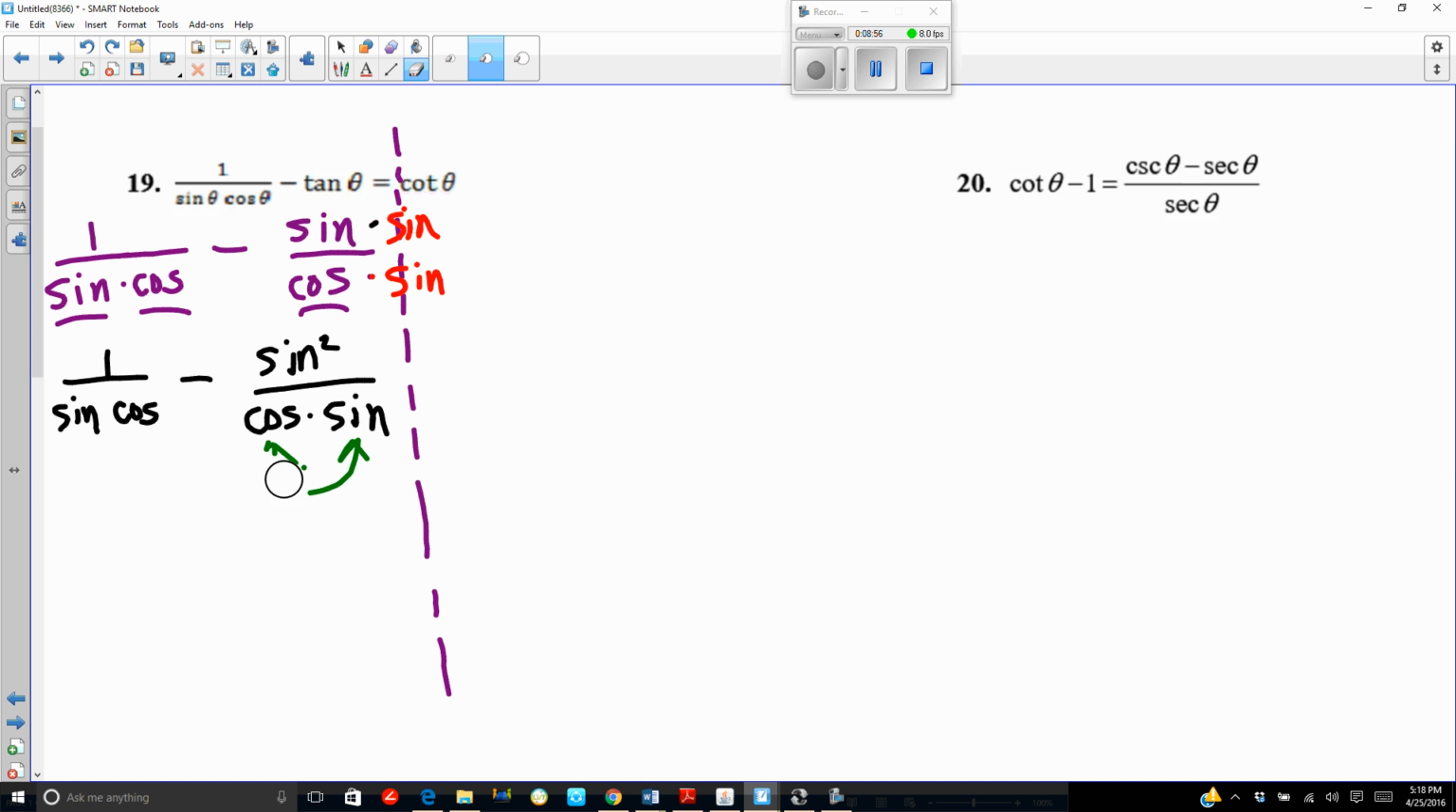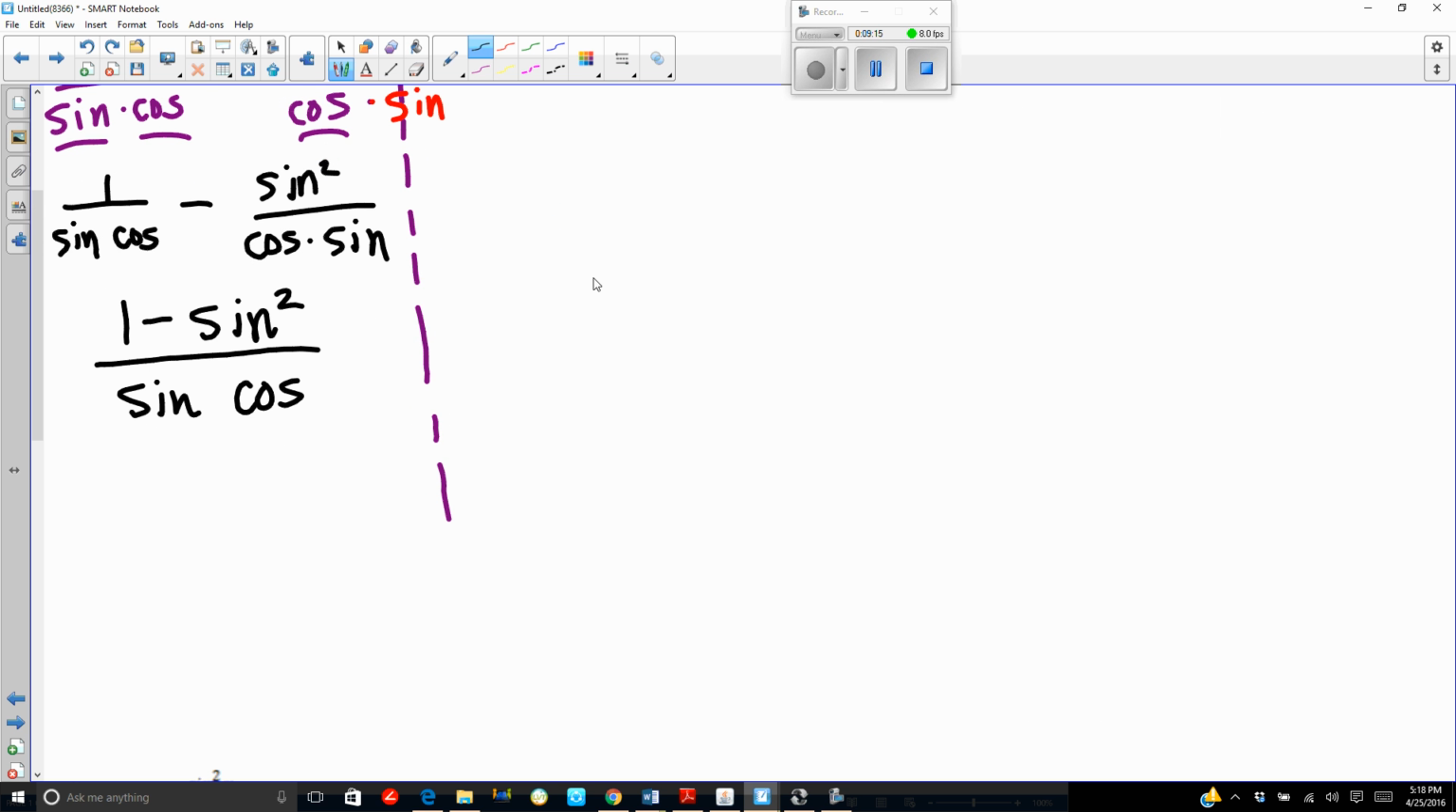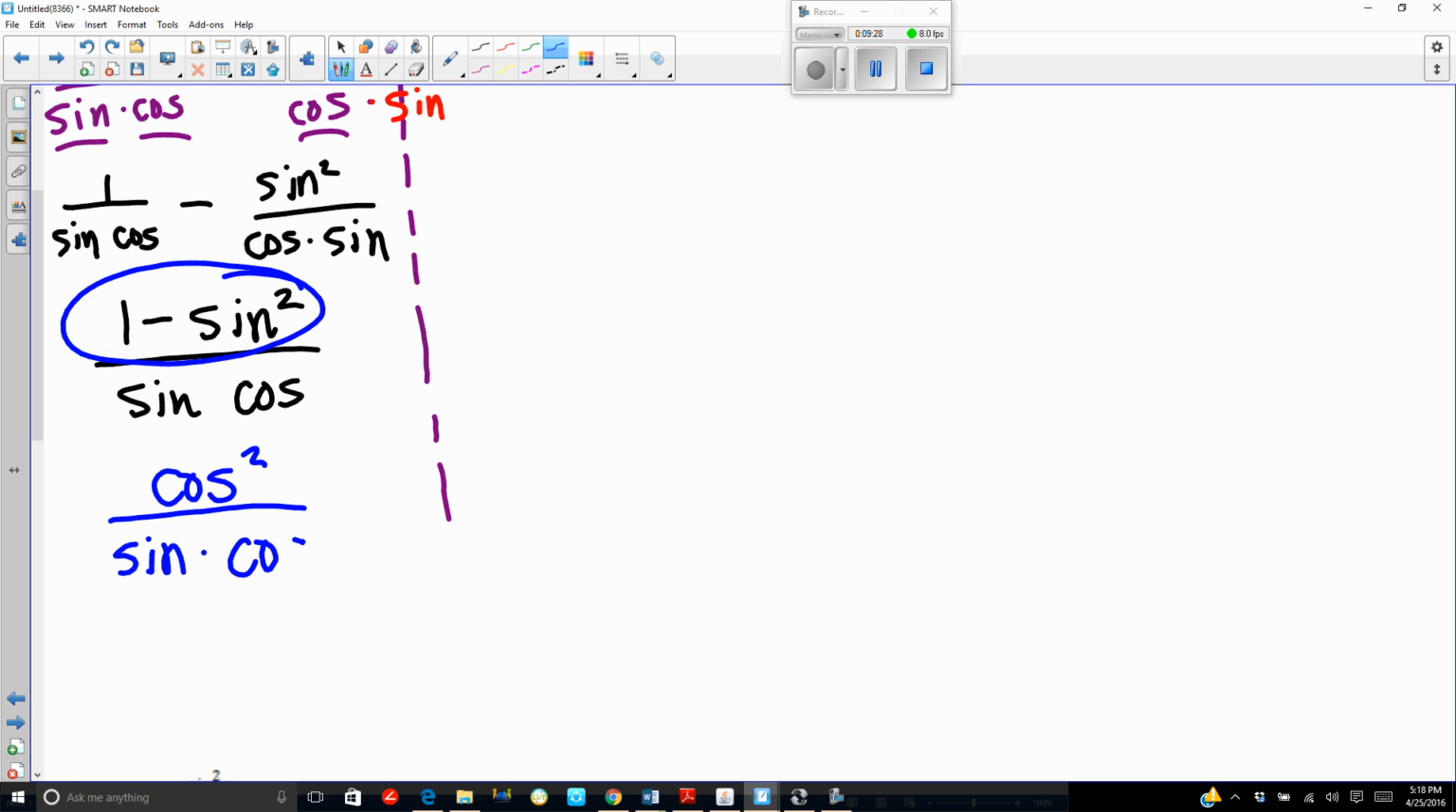So if it's the same denominator, your tops are 1 minus sine squared over sine cosine. Use that Pythagorean identity we've talked about so much. 1 minus sine squared is equivalent to cosine squared. One of the cosines will cancel there. So it's not a cosine squared anymore. It's just a regular cosine.